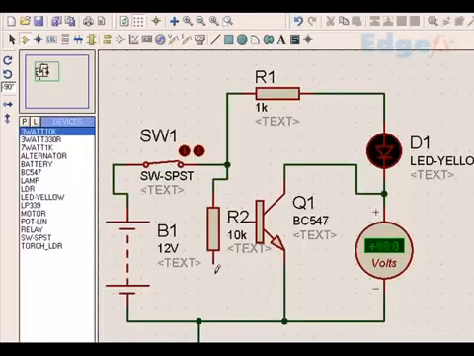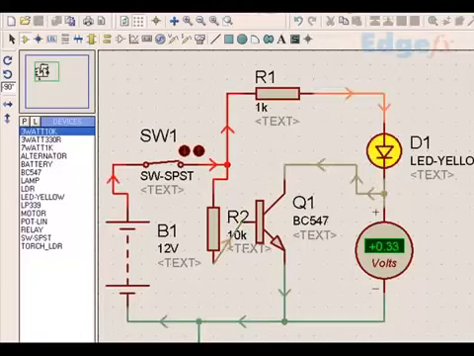Now we will connect it again. Okay, I connect it again and see what is happening. See, now this current flows this way, and this current flows this way, and that is how the switching function of a transistor is achieved. In most of your projects, we'll be handling switching functions like this.